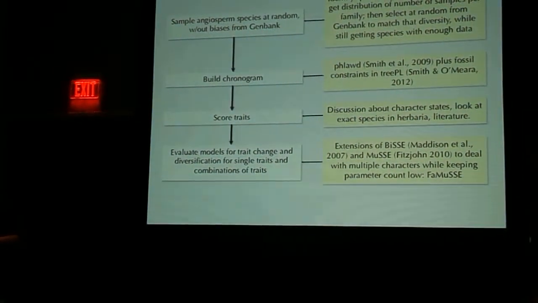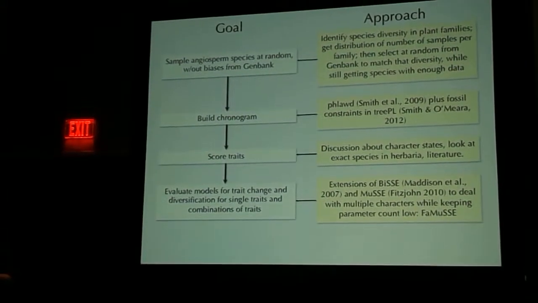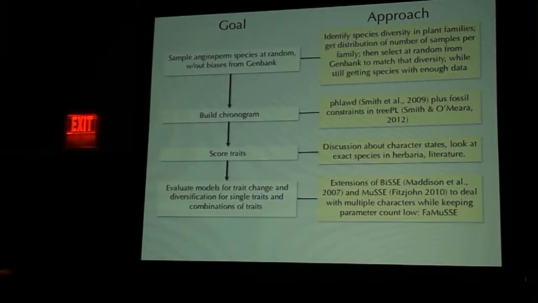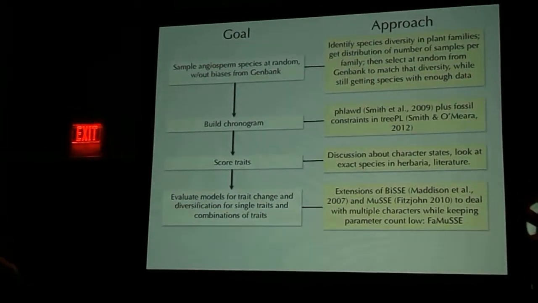We evaluated monocots for trait change and diversification. And we actually had to do some extensions to BISI and MUSI to be able to do this. And we call that extension FAMASI, or famously. Not really famous, but famous-y.